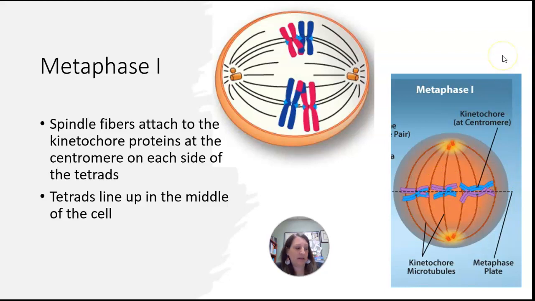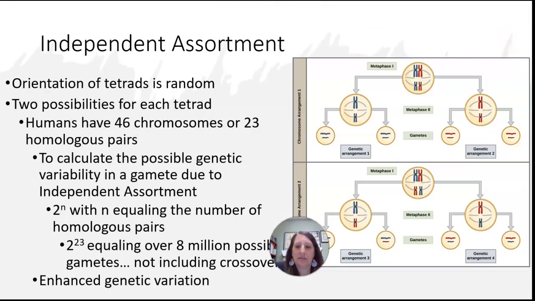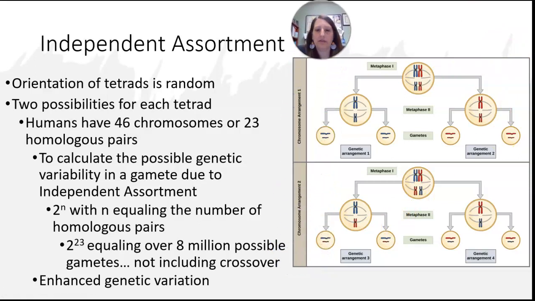So during metaphase, they line up. Now, how they line up is random. And that brings us to something called independent assortment. And let me move my camera so you can see this. So the orientation of tetrads is random.